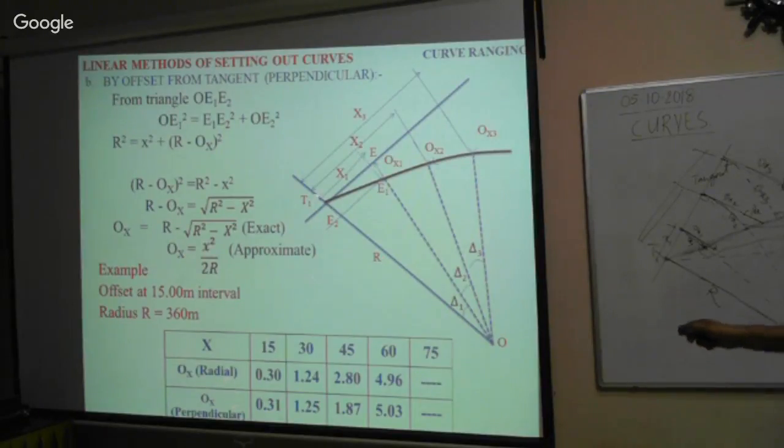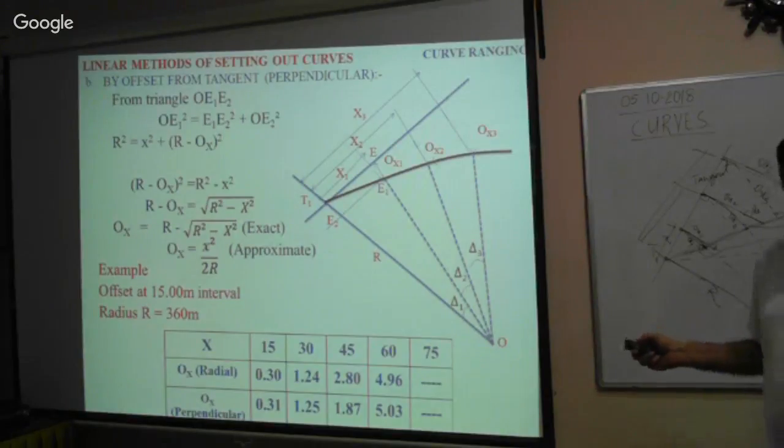Here you mark 15 meters. From here to here, measure along the tangent 15 meter, 30 meter, then draw the perpendicular offset and cut it to 0.31. Similarly, at 30 meter draw the perpendicular and cut it to 1.25 meter. Like this, continue and finally join all these points. Now we'll get the required curve.